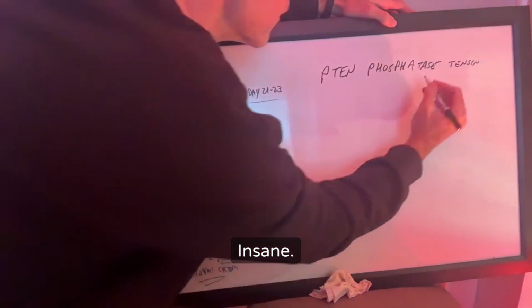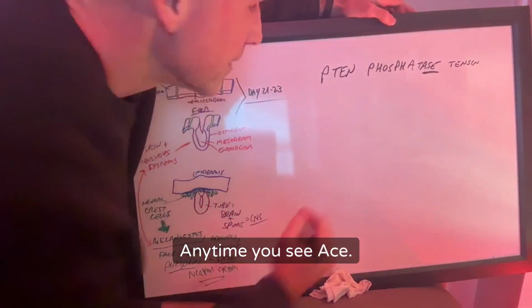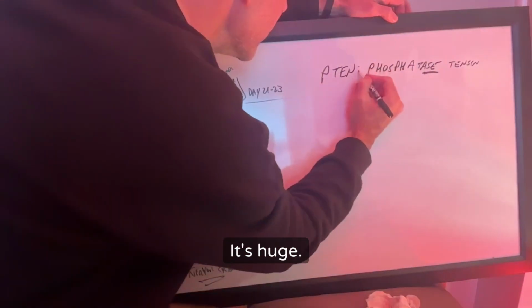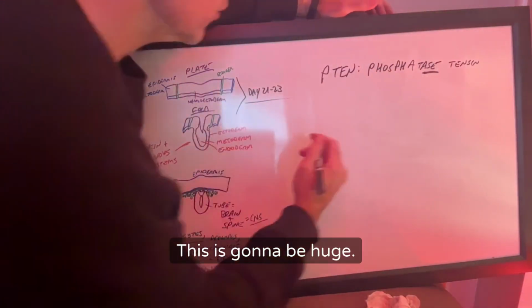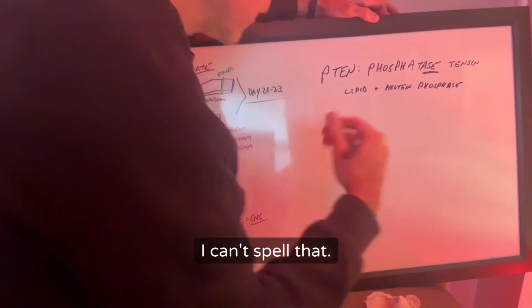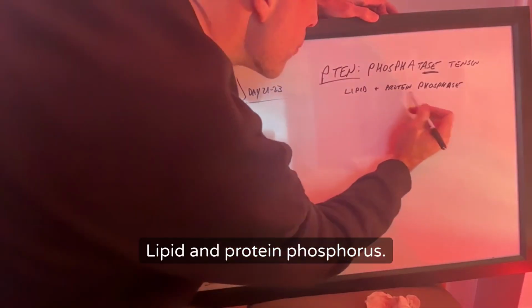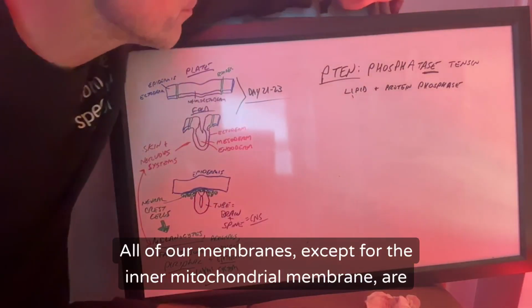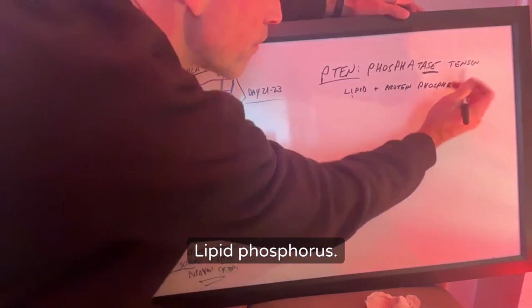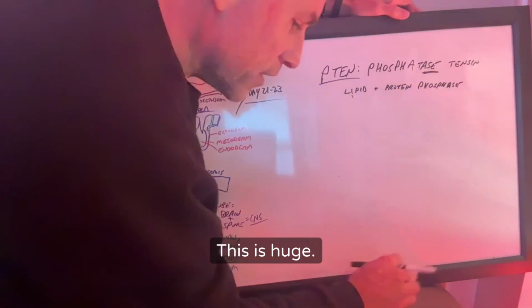That's it? Insane. Anytime you see 'ase', it's an enzyme. So this is an enzyme, PTEN. It's huge. This is going to be huge. This is a lipid and protein phosphatase. I can't spell that. Lipid and protein phosphatase. All of our membranes, except for the inner mitochondrial membrane, are lipid. Every cell membrane. This is huge.